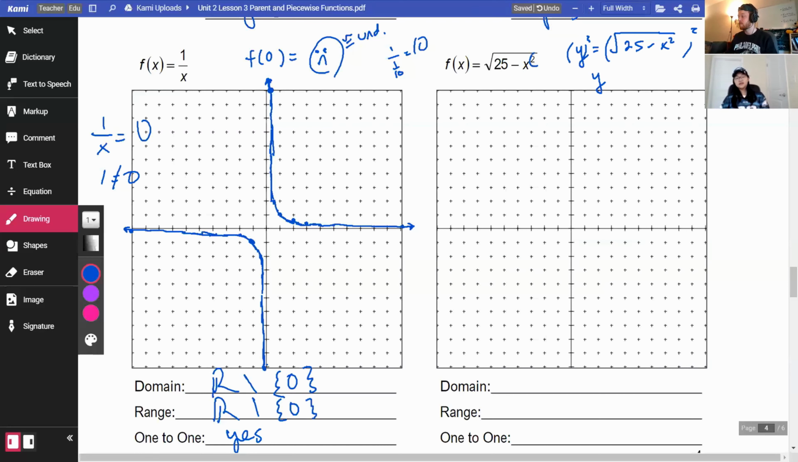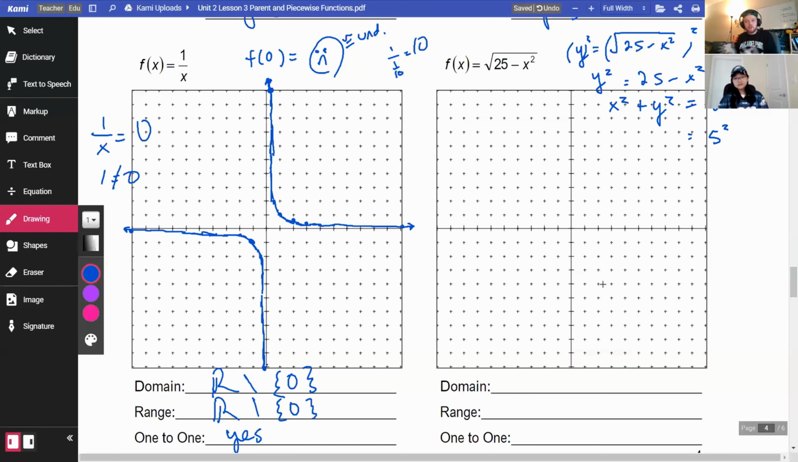Oh, right there. I don't want to forget. We got y squared is equal to 25 minus x squared. Oh, and then we can move that x squared over to the other side, so we get y squared plus x squared equals 25, and that's a circle, right? That's a circle, radius 5, because x squared plus y squared equals 5 squared.